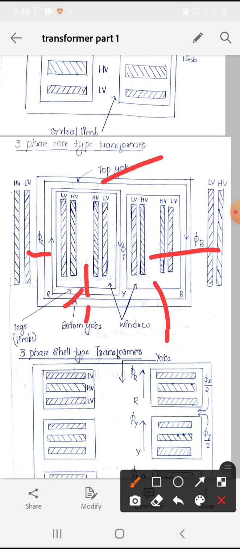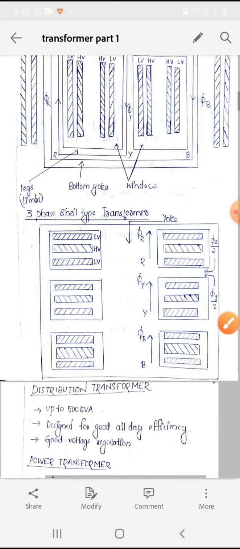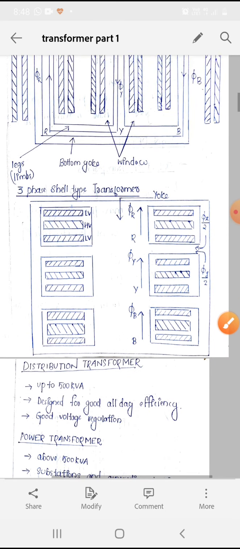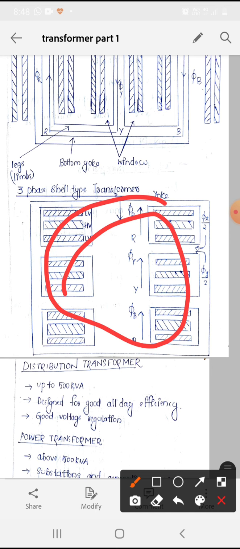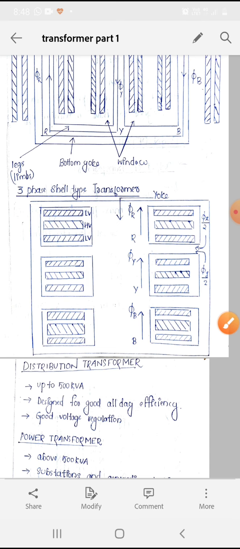So moving on to the three phase shell type transformer. This is the three phase shell type transformer. These are the primary three phase windings, and these are the secondary three phase windings.